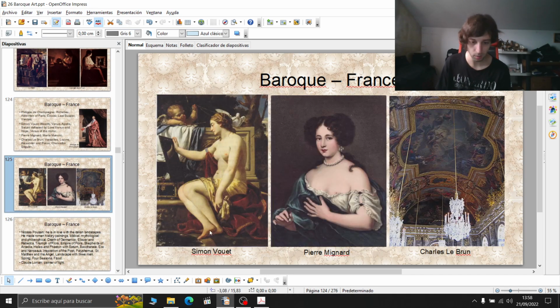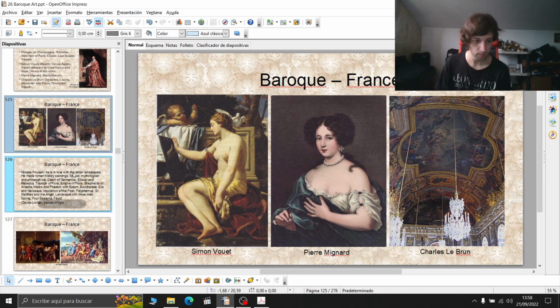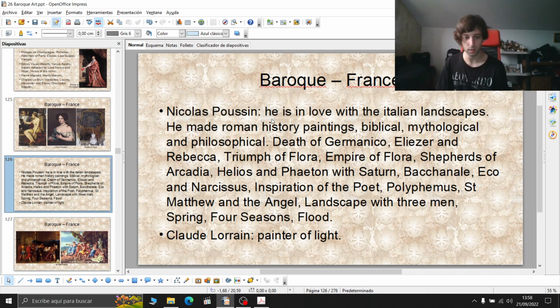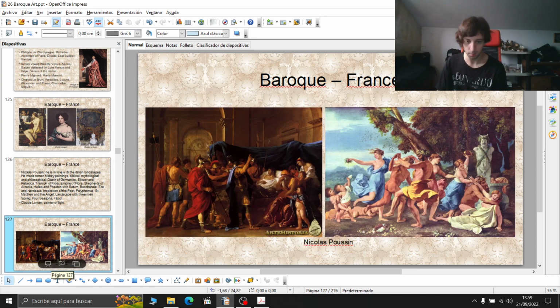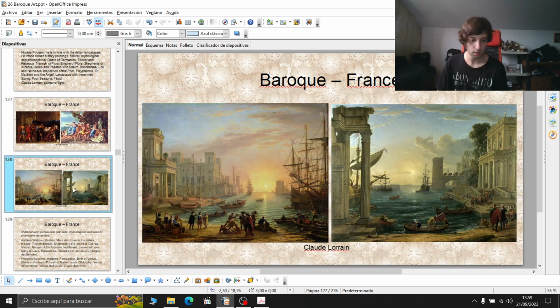Here different artworks. Nicolas Poussin, he is in love with the Italian landscapes. He made Roman history paintings, biblical, mythological, and philosophical. Here are examples. Then Claude Lorrain, painter of lights. He does a lot of landscape painting. Nicolas Poussin, here Claude Lorrain.